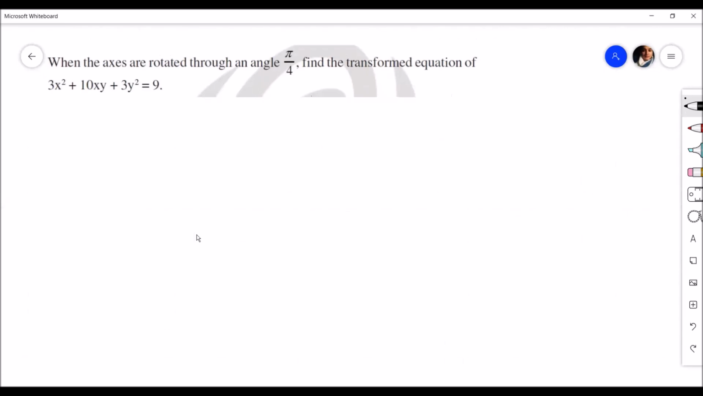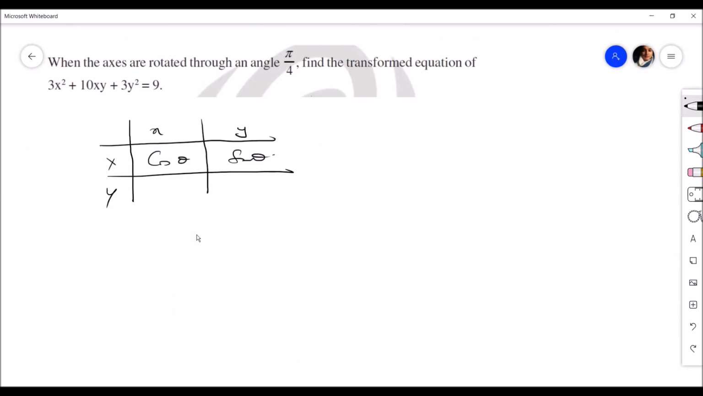Particularly for rotation of axis, we've discussed a table involving small x, small y, and then capital X, capital Y. So this will be cos theta, sin theta, minus sin theta, and then cos theta. We've derived this table also. As of now, it's not the time for derivation, so I want you to remember this table each time you're solving a problem based on rotation.